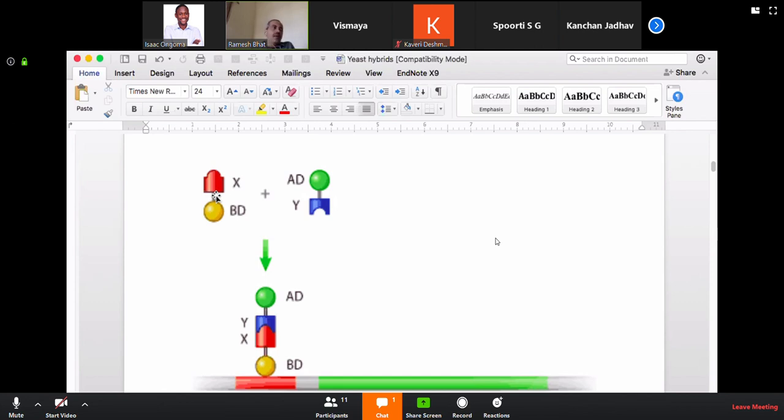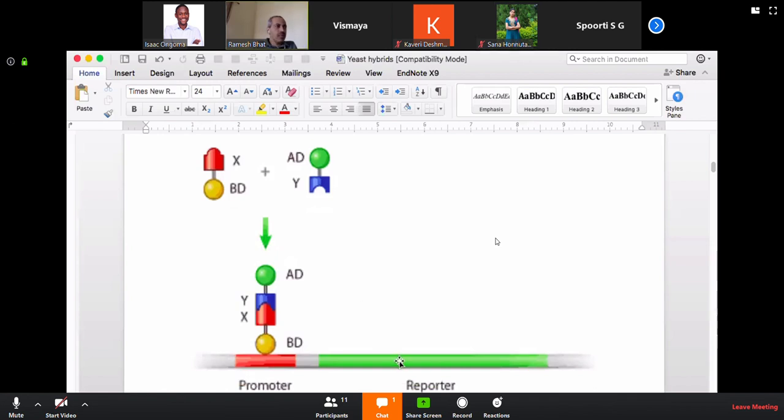Whereas here there are 25,000 different types of proteins, but all have got AD. So what I do is, I'll take one cell, and out of 25,000 cDNAs, I'll put one here along with this one. Then I'll take one more cell, which also has got this one, and I'll take another protein here. Like this, I'll do it for all 25,000 E. coli cells. Is it clear? Yes, sir. Then I look for the expression of the reporter gene in all 25,000 E. coli cells.